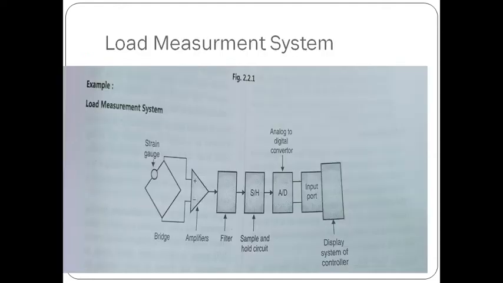So here it is the load measurement system. We have already seen how this load measurement system works. Here we are using the strain gauge as a sensor. As the load is applied to the system, the strain gauge converts it into a change in EMF. Now this change in EMF is amplified, then filtered, then converted to digital form, and then sent to the computer system or software, where it is displayed on the screen how much load is placed on this strain gauge here.